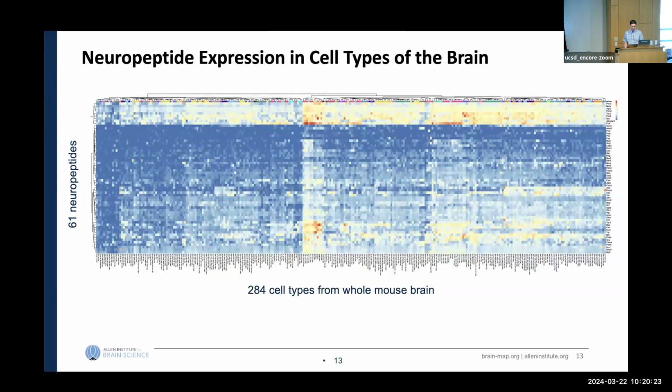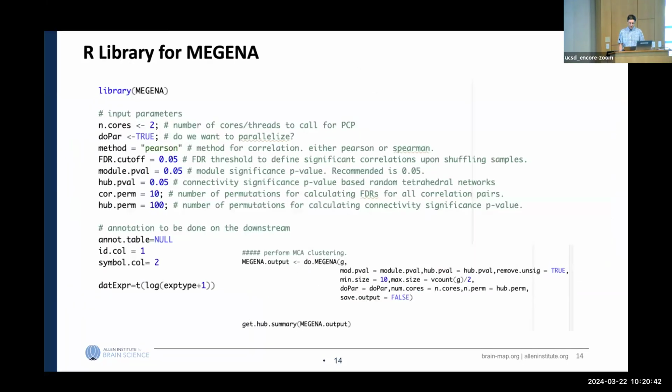This is looking at the expression of that group of neuropeptides that we just saw across 285 cell types from the whole mouse brain. There's a pattern, and then you would like to simplify this, right? So we can use these methods to simplify this representation.